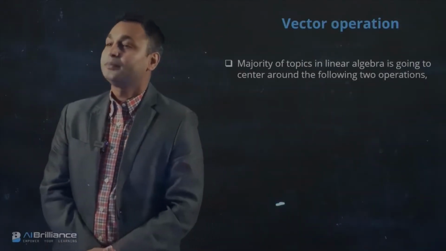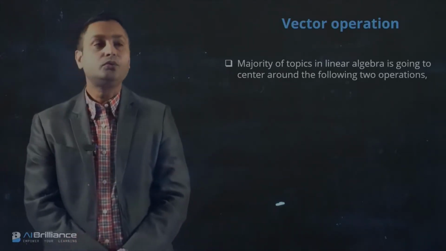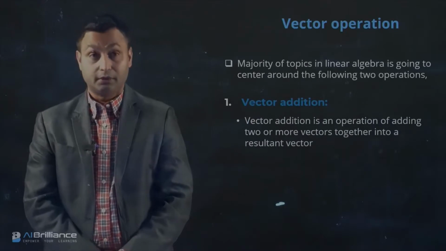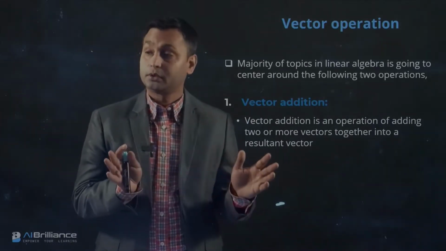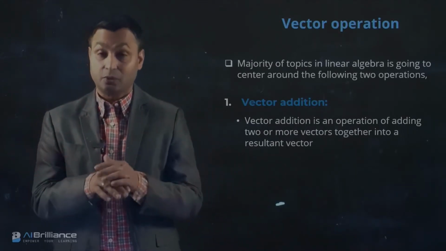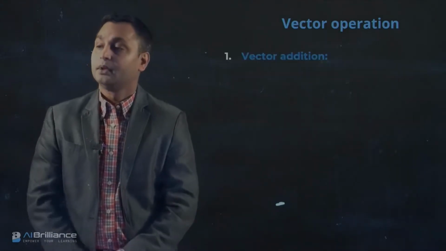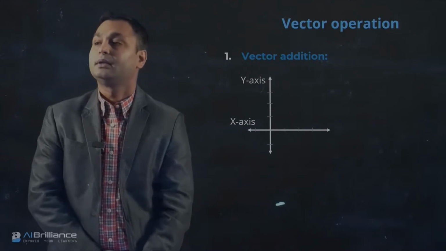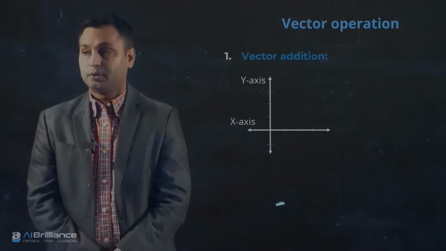The majority of the topics in linear algebra are going to be centered around two main operations. Those two operations are vector addition, which is adding two or more vectors together to create a resultant vector. So that's one of the main operations that you will be coming across. And the second operation that is also important for you to understand is the vector multiplication operator.